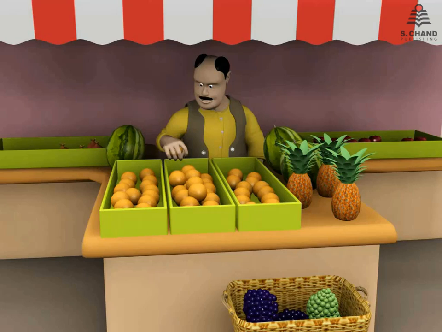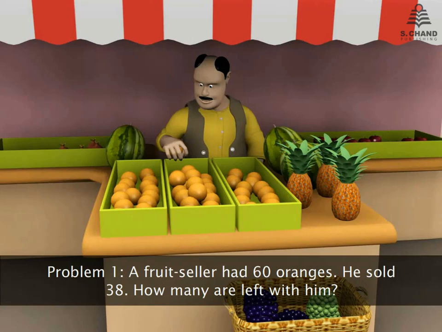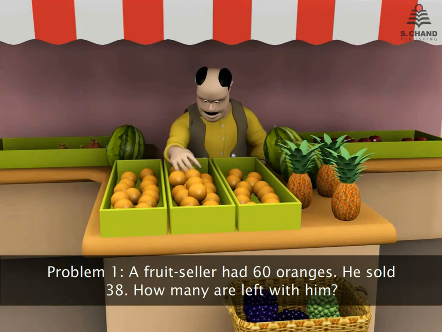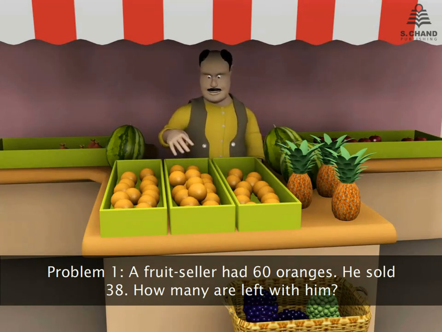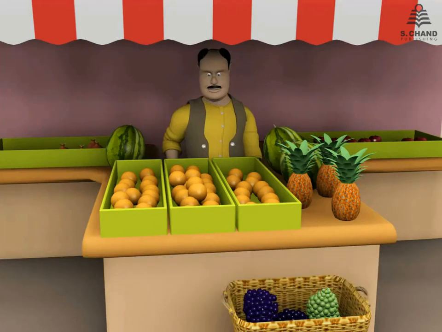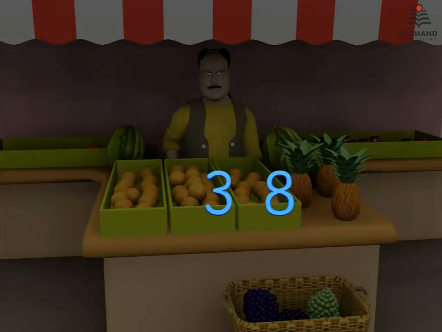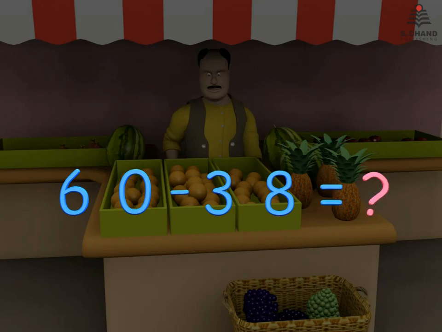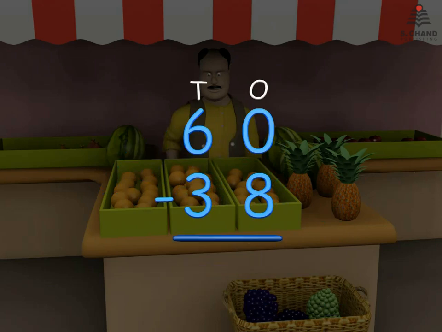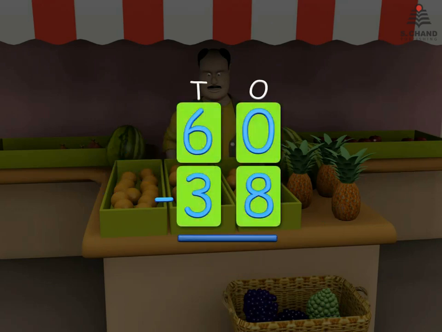Let's practice word problems based on subtraction by regrouping. Here's the first problem. A fruit seller had 60 oranges. He sold 38. How many does he have left? To find how many oranges the fruit seller has left, we must subtract 38 from 60. Let's arrange the numbers in vertical columns. Next, check the digits in the ones column.